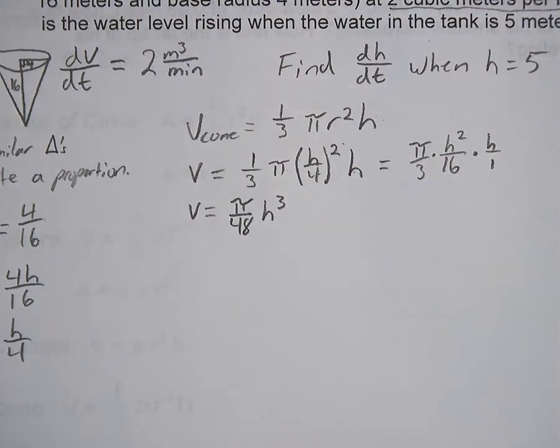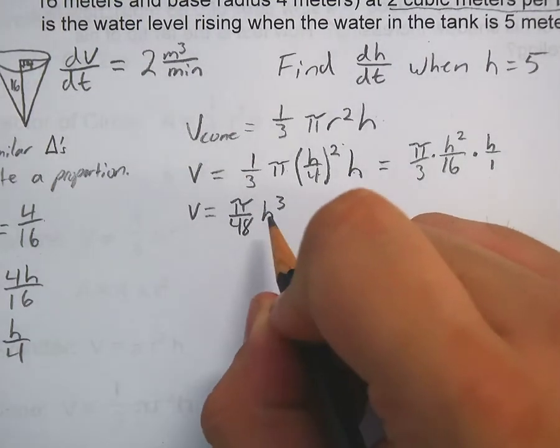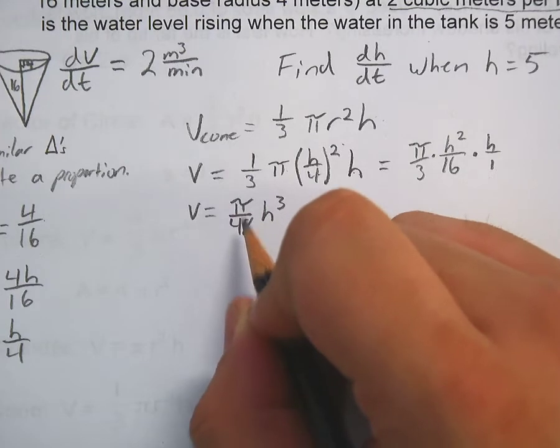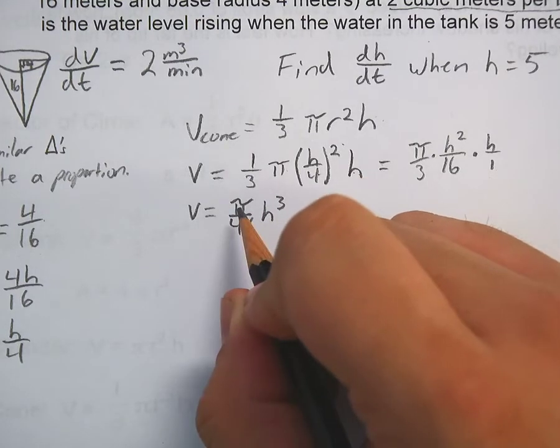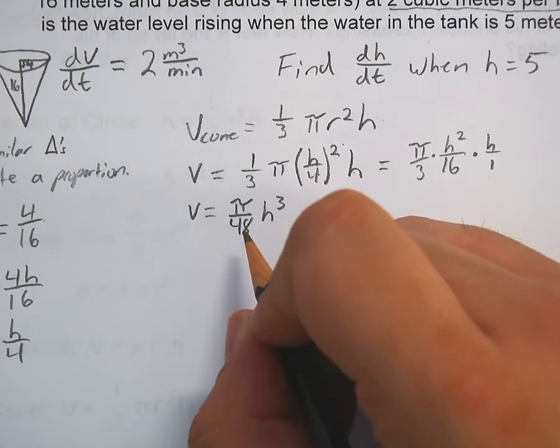Now I could have written h in the numerator with my fraction, but since I'm trying to find a derivative, let's just leave pi over 48, since that's a number. Let's just leave that outside so we don't have to worry about doing a quotient rule, because that's just a number, right?